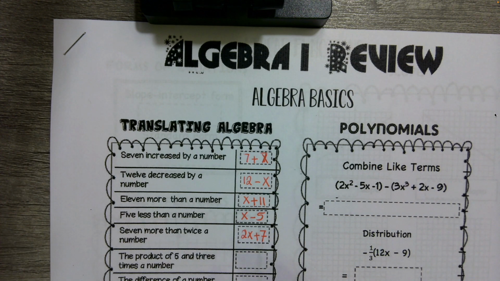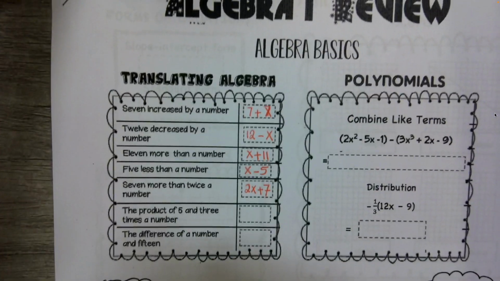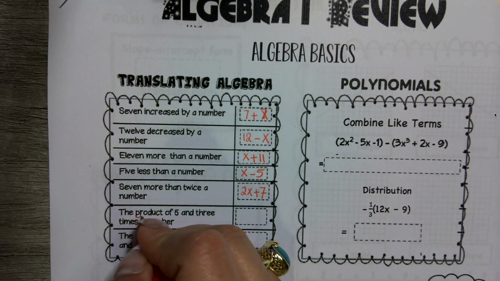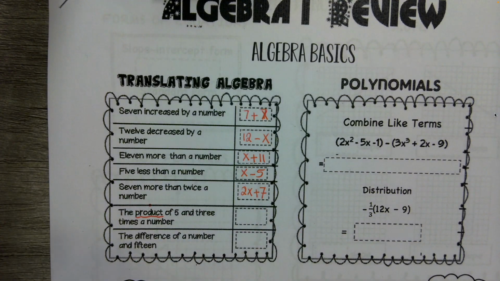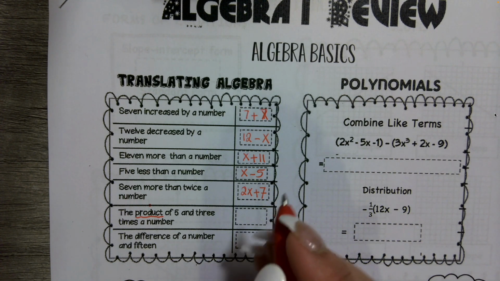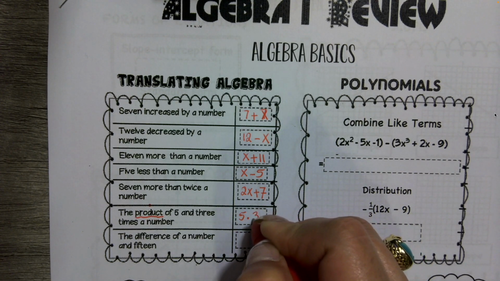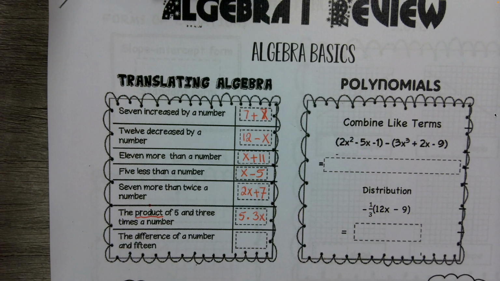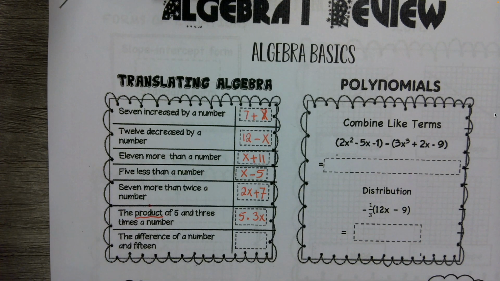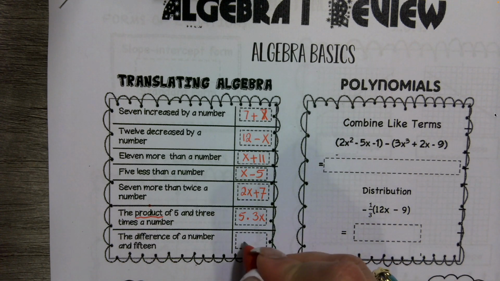The product of 5 and 3 times a number. So the product here means multiplication. And then 3 times a number is 3x. So it would be 5 times 3x. The difference of a number and 15. Difference here means subtraction. So the subtraction of a number and 15. So x subtract 15.